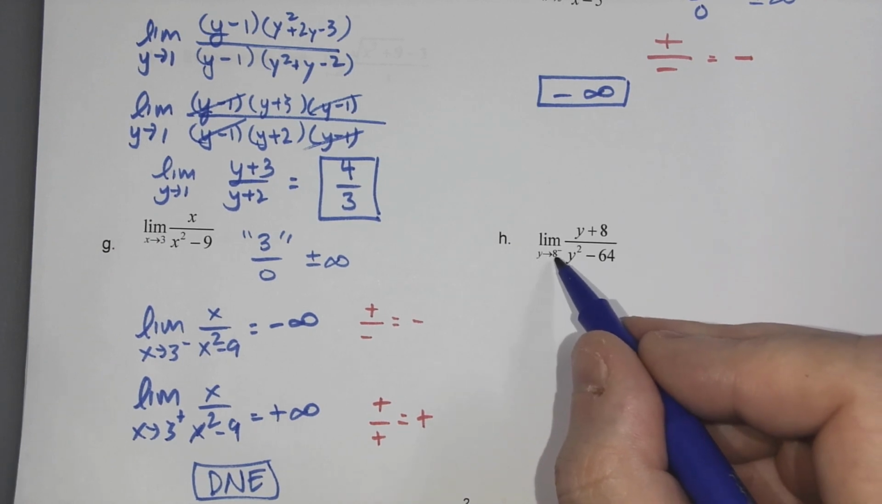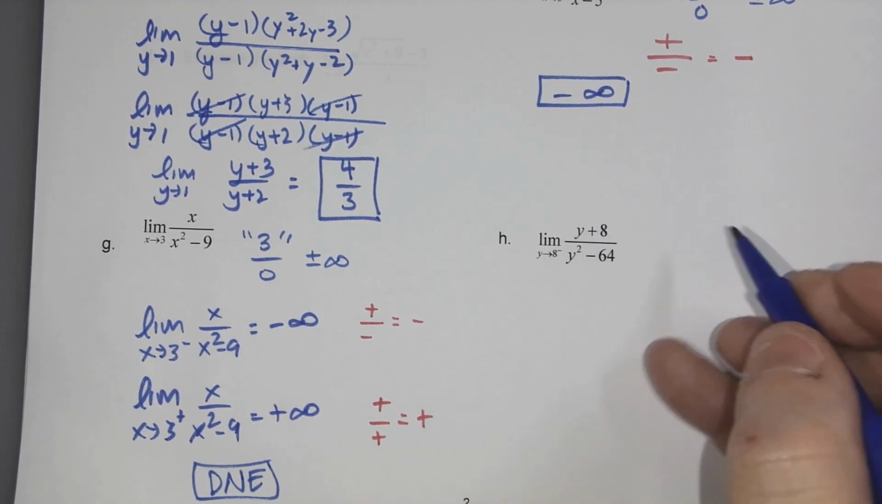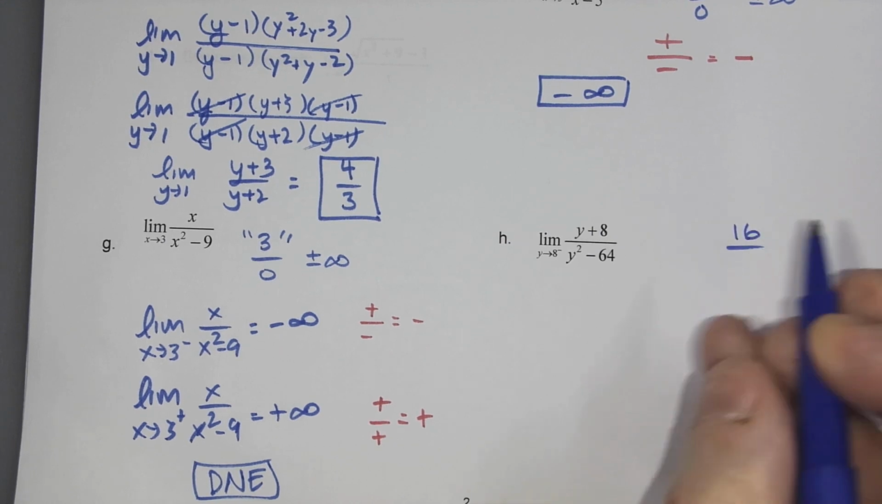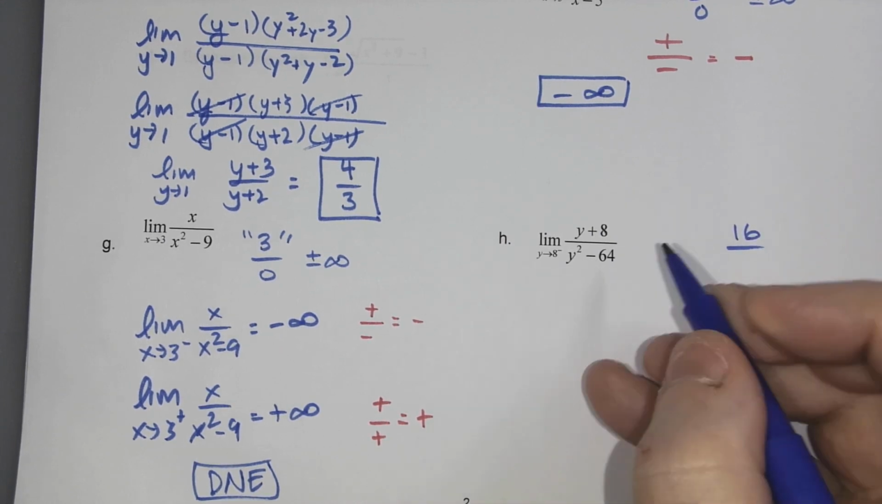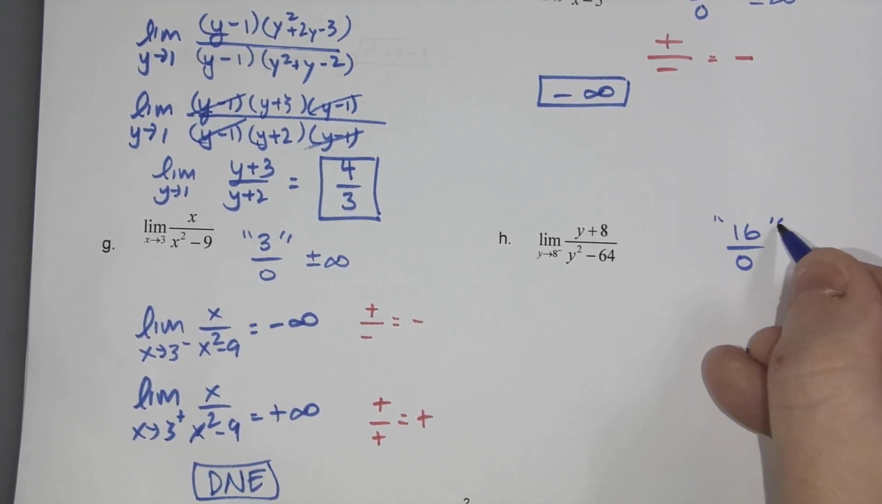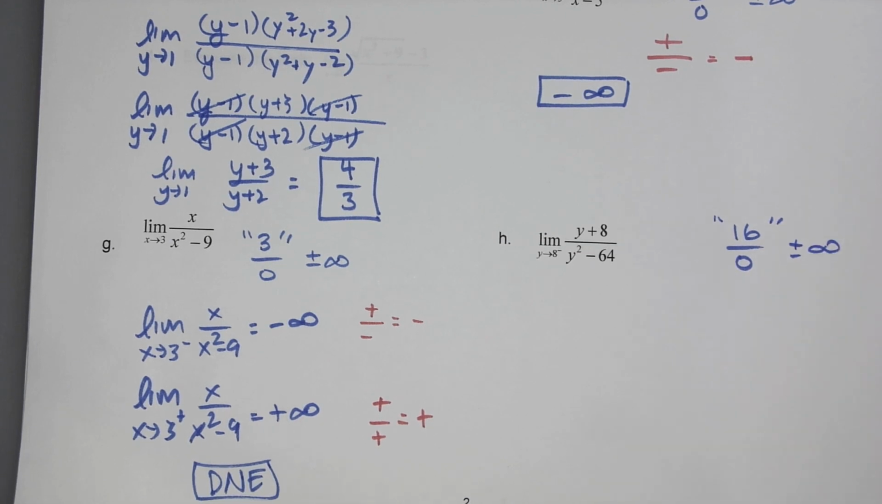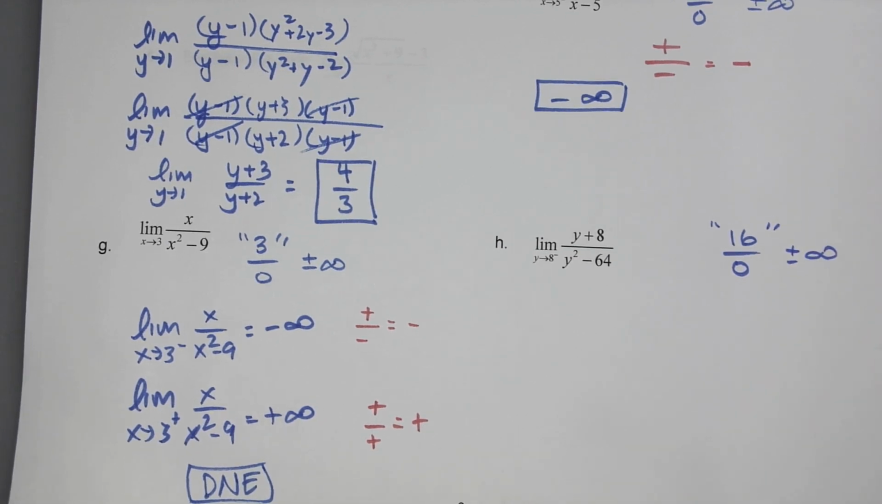Okay, how about this one? x approaches 8 from the left. Okay, 8 plus 8 is 16. 8 squared is 64. 64 minus 64 is 0. So this one is either plus or minus infinity. Let's go discover which one.